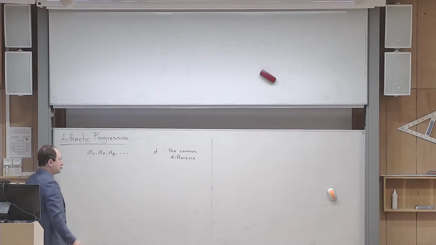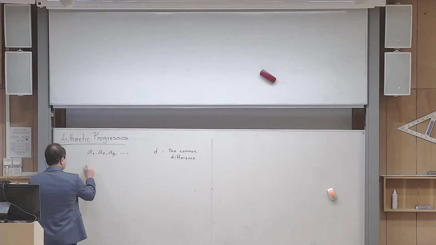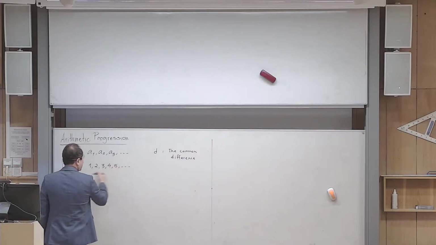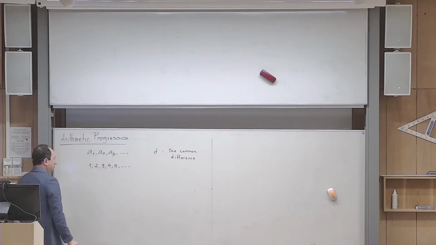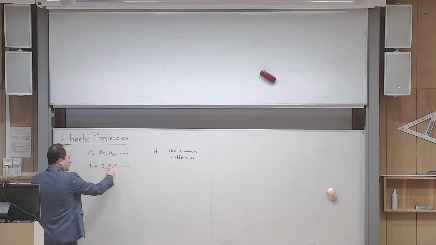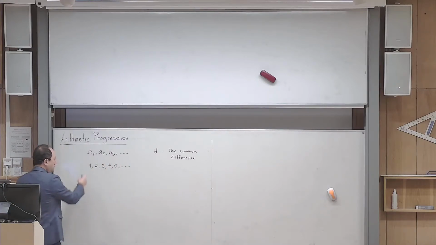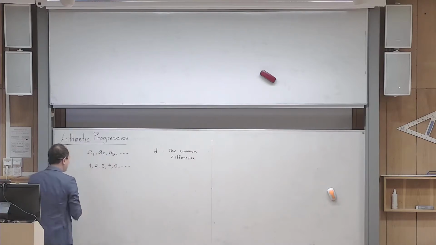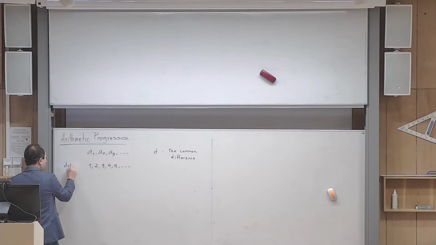The simplest possible arithmetic progression probably is 1, 2, 3, 4, 5, etc. So that is an arithmetic progression. When I put these dots, I mean that the pattern will continue. So the common difference here is 1, yes? Because I am adding 1 to each term to get the next one. So here, this is an arithmetic progression in which the common difference is 1.